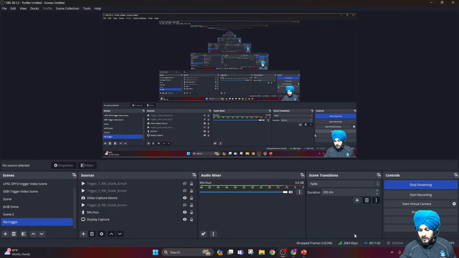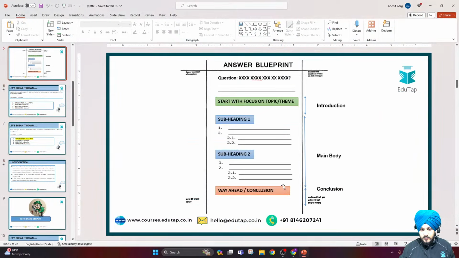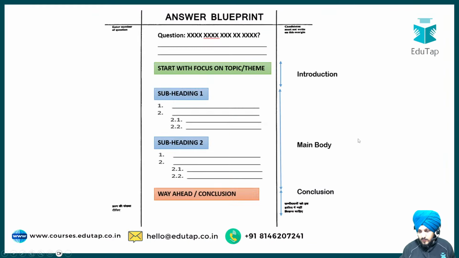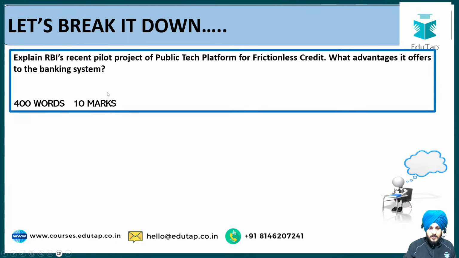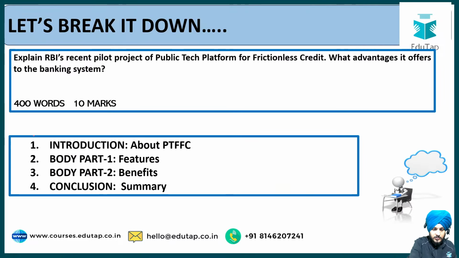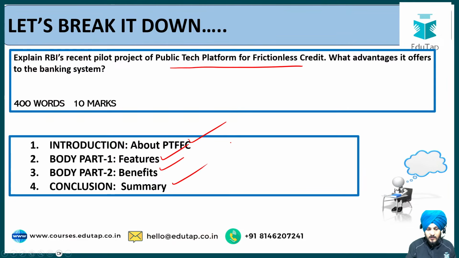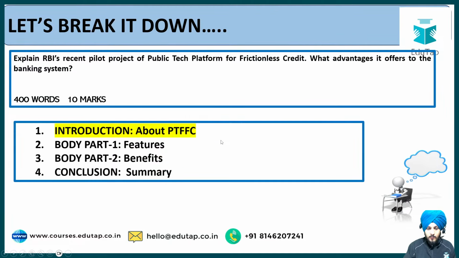So what were we talking about? I think I was telling you the blueprint. So we are done with the blueprint. Now let us move on to the next part, which is today's question, and we have already discussed this question. The question is asking about the public tech platform for frictionless credit. So in the introduction we are going to write about the public tech platform for frictionless credit, and then we will write the features, its benefits, and at the end we will write the summary, and we are going to cover everything in a step-by-step manner.